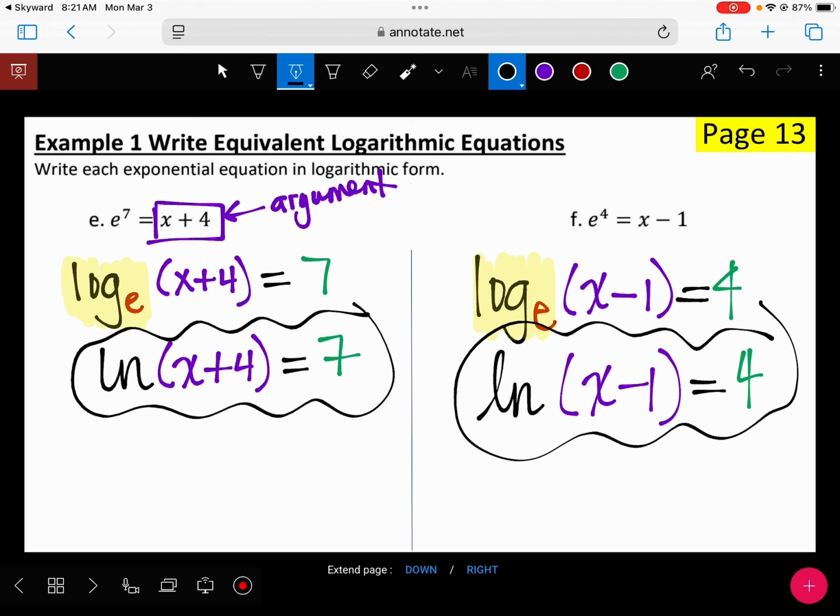All right, who agrees with my answer? Natural log, put parentheses because it's more than one thing. Okay, any questions about example 1?